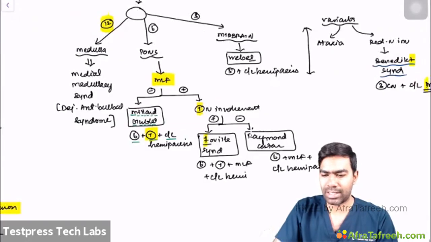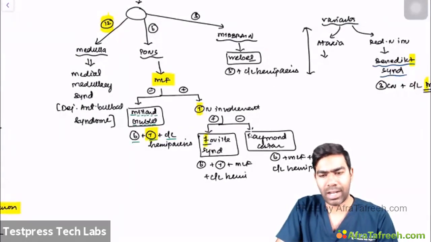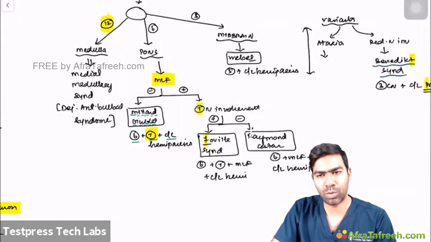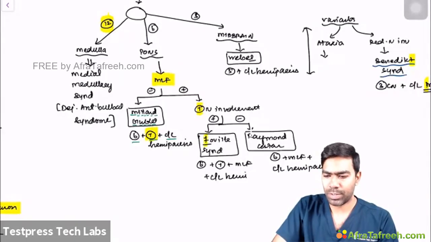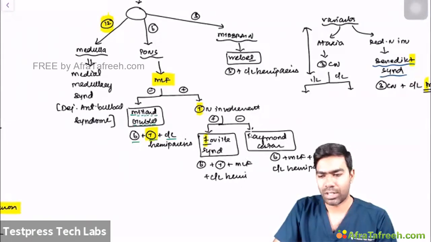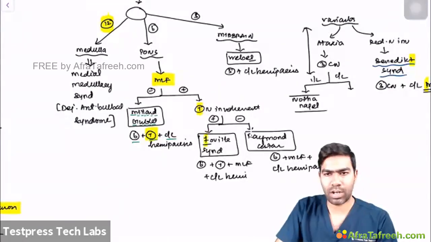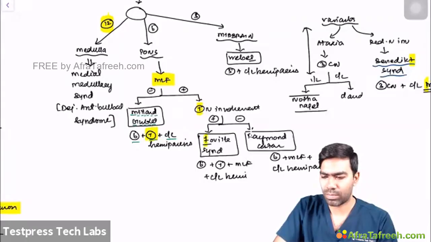And you have ataxic variants where instead of hemiparesis, you will have ataxia. They might have hemiparesis, I'm not saying they will not, but these are mostly ataxic variants, which means you can have a third cranial nerve involvement plus an ipsilateral ataxia or a contralateral ataxia. If you have an ipsilateral ataxia, that is called Nothnagel syndrome. And if you have contralateral ataxia, that is called Claude syndrome.